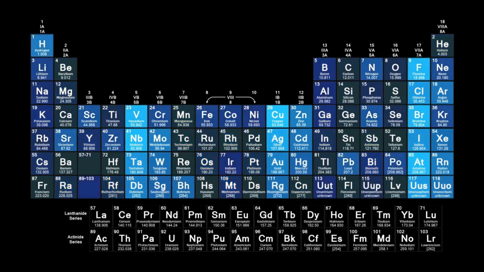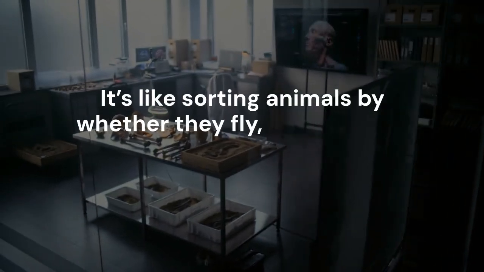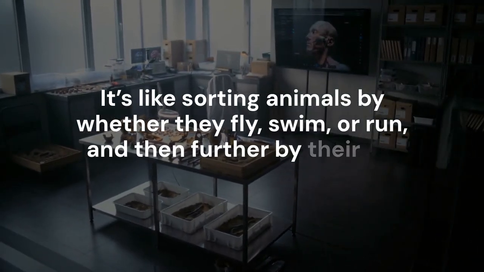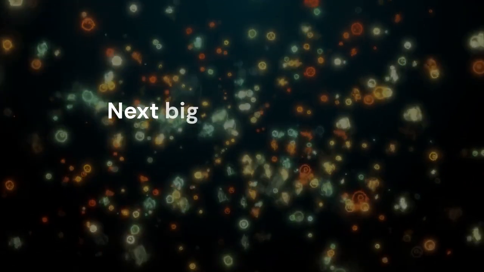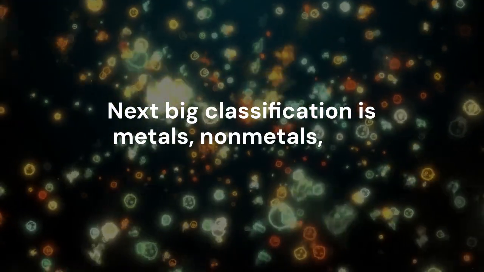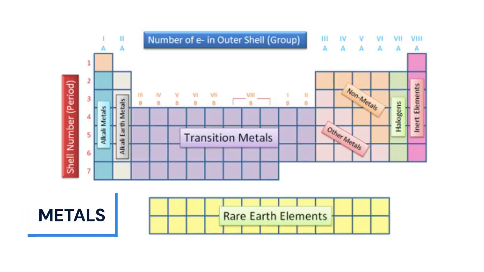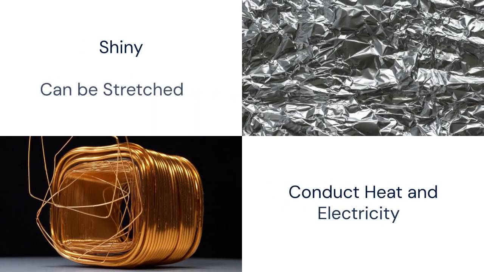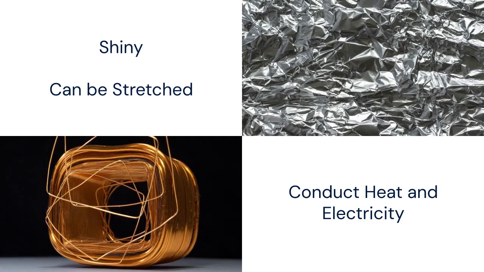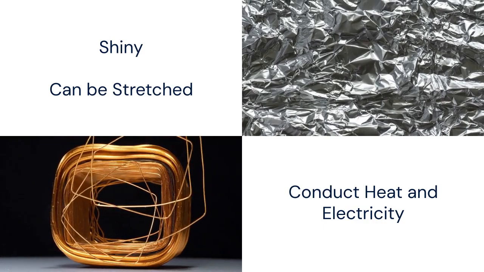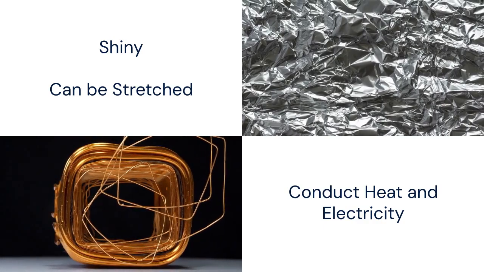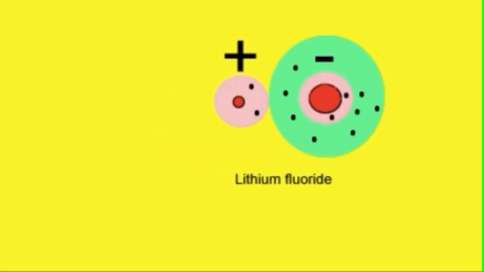So classification is just organizing based on patterns. It's like sorting animals by whether they fly, swim, or run, and then further by their leg count or diet. The periodic table does that for elements. Next big classification is metals, nonmetals, and metalloids. Metals are mostly on the left and middle of the table. They're usually shiny. They conduct heat and electricity well, and they can be stretched or beaten into shapes, like copper wires or aluminum foil. Metals tend to lose electrons when they react, forming positive ions.